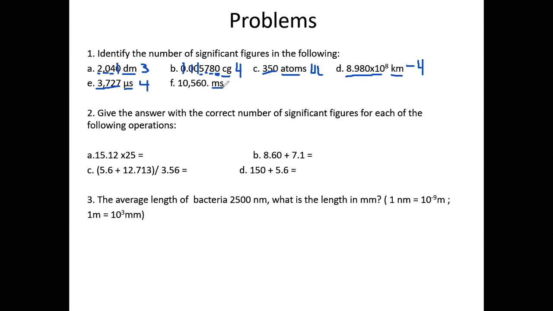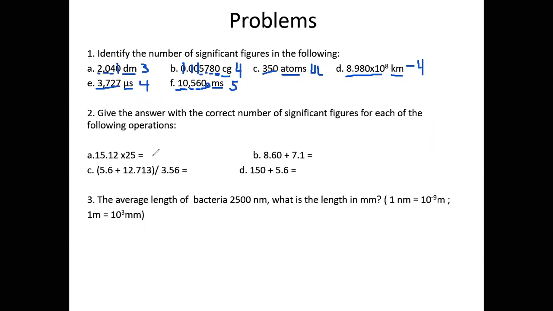Second is a measured quantity. So the 1, the 5, and the 6 are significant because they're non-zero. The 0 between the 1 and the 5 is significant because it's captive. The 0 at the end is also significant because you notice there's a decimal point here. So this one has 5 significant figures.